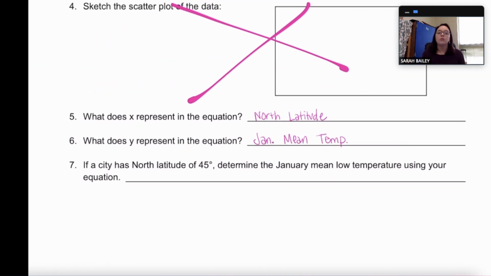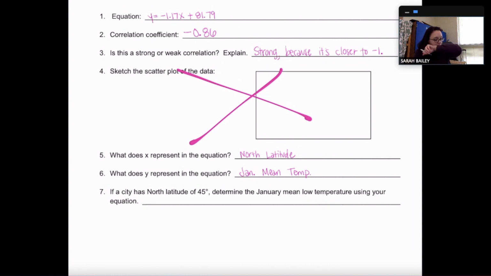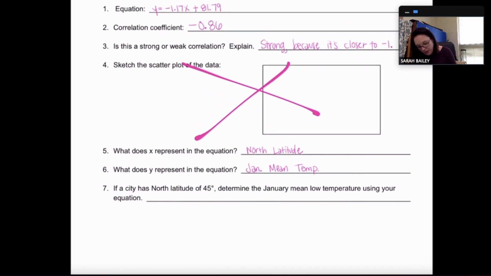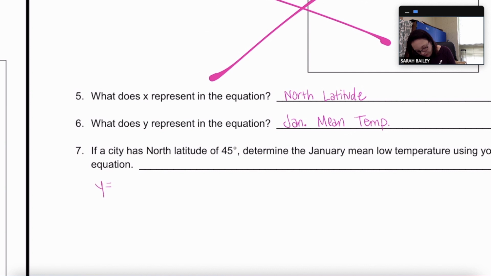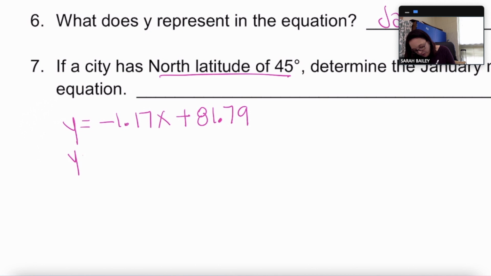Okay, and then number 7, if a city has north latitude of 45 degrees, determine the January mean low temperature using your equation. Okay, so first I'm going to write down my equation. So my equation, it was y equals negative 1.17x plus 81.79. All right, so my north latitude is 45, which we said is the x. So we're going to put a 45 in place of x, and I want you to write all these steps out.